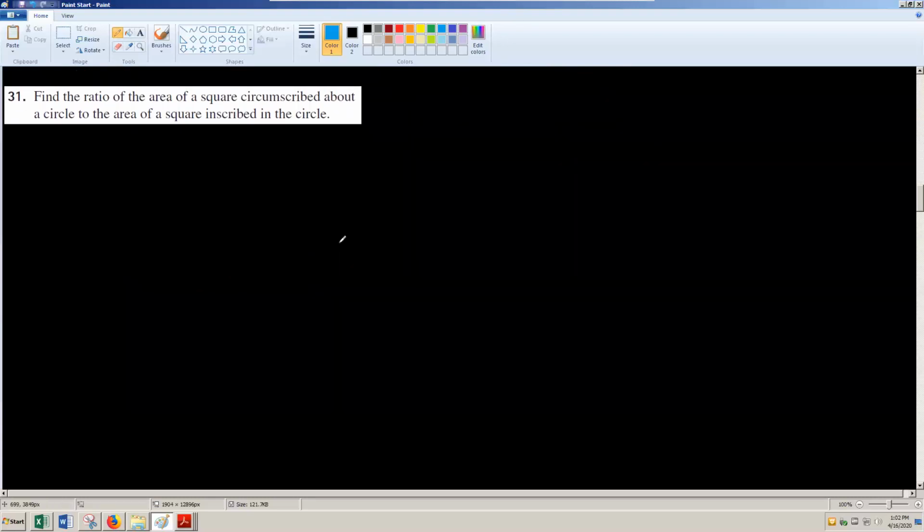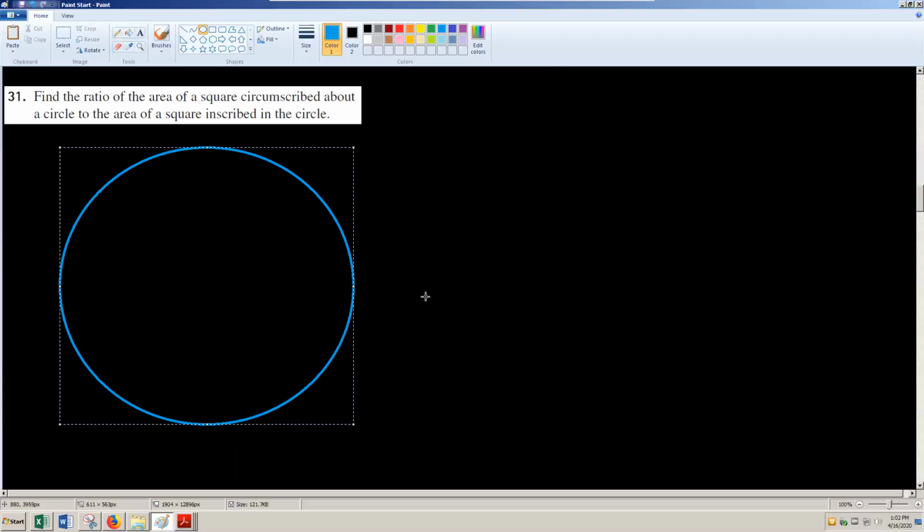31 here, which I think will wrap up 8.3, yep. So here we want to find the ratio of the area of a square circumscribed about a circle to the area of a square inscribed in the circle. So this is a bit of a mind game in terms of what's going on here descriptively. So let's draw a picture.